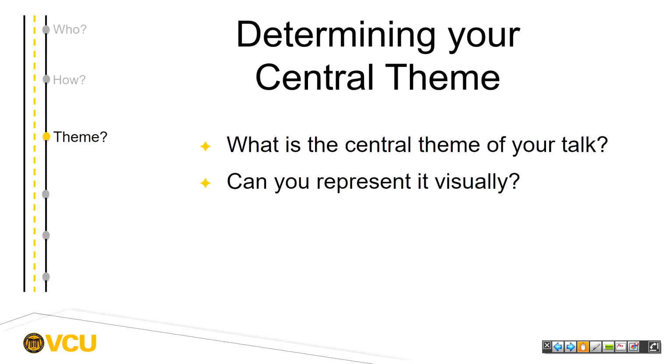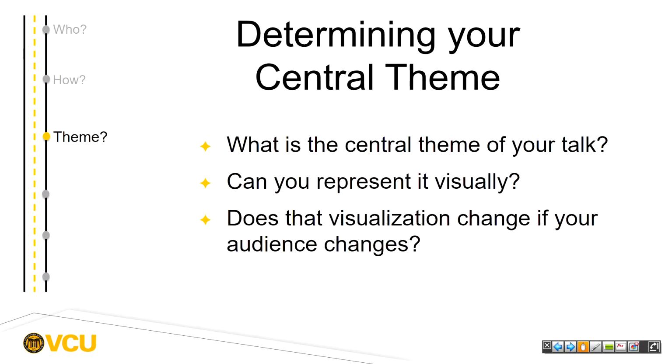Okay? And so when we're thinking about our theme, is there a way that we can represent it visually? Will a visual representation help? Sometimes it does. Sometimes you need words. But let's spend some time thinking about that. And then does our visualization change if our audience changes? We're going to look at a hypothesis together in a second and look at a visualization and work through how we would change this or what we would need to do for different audiences.